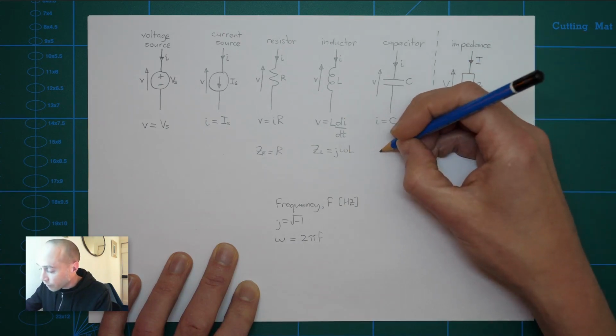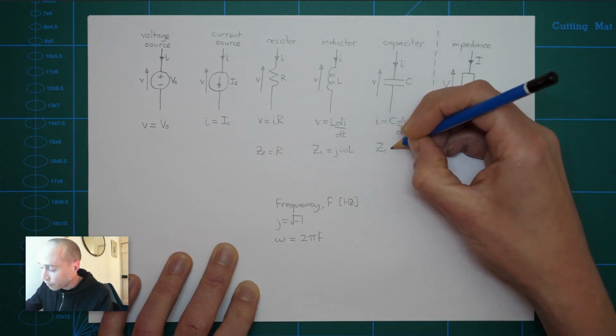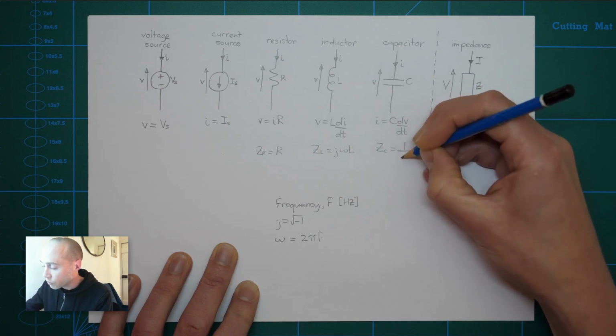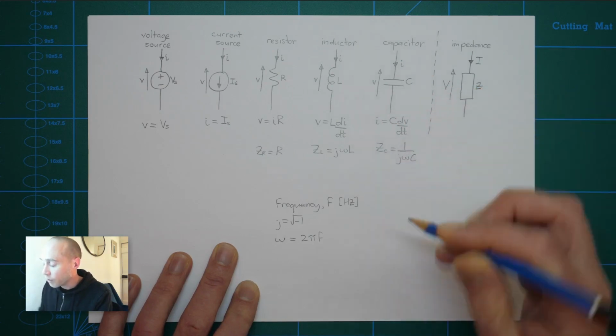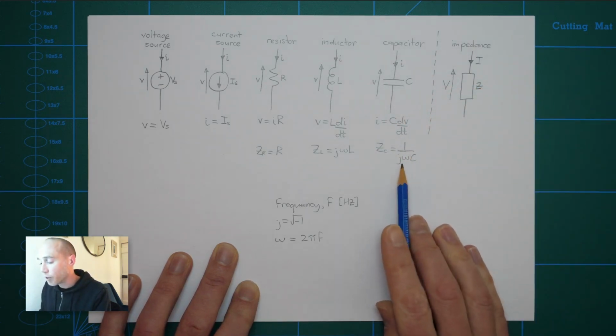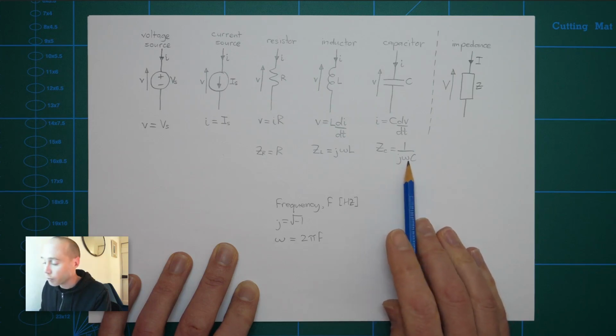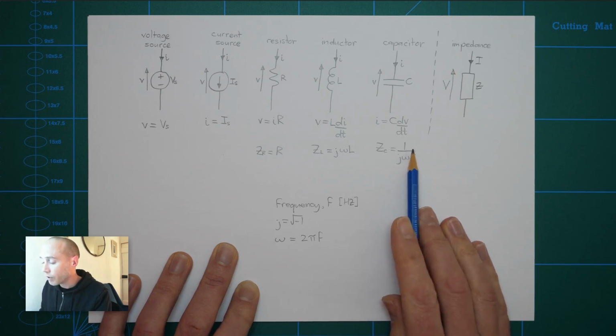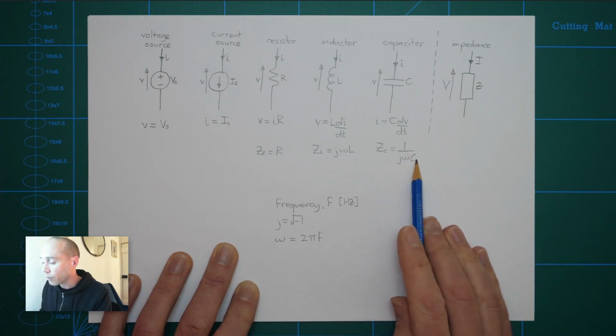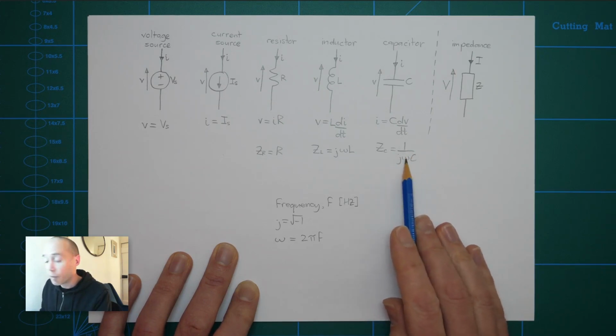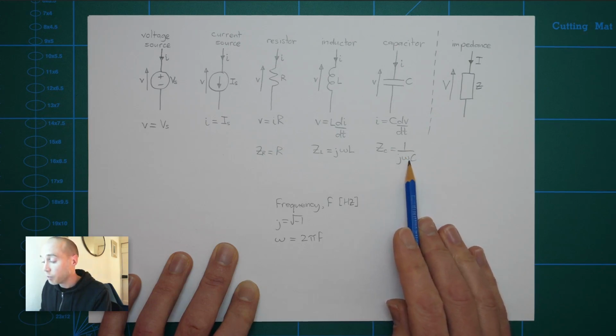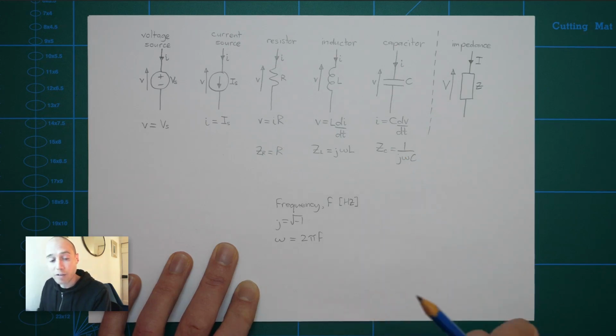And then finally we have for the capacitor, ZC I'll call it, is equal to 1 over J omega C. So again, you can see that the impedance of a capacitor is going to be an imaginary number. It also depends on frequency. However, in this case, the frequency appears in the denominator of this fraction. So it actually means that the impedance gets lower as the frequency goes up. So a capacitor impedes a signal less if the signal oscillates faster.